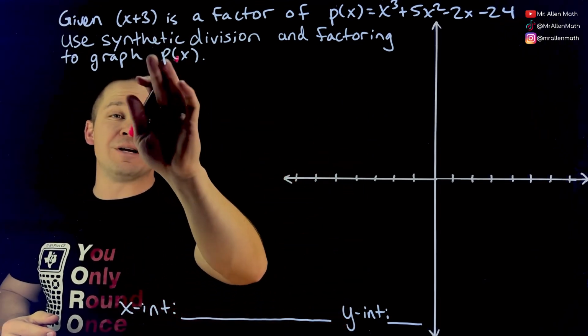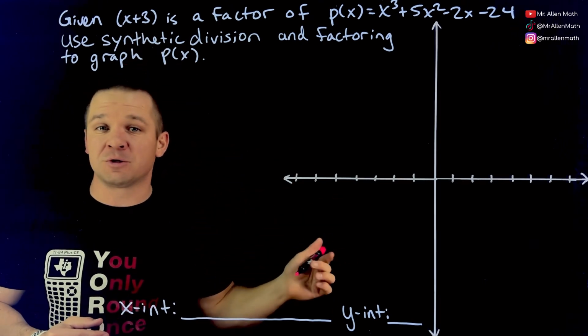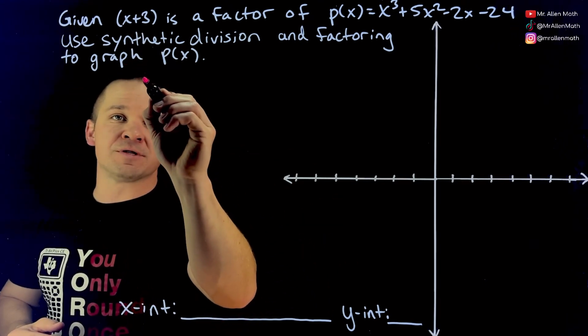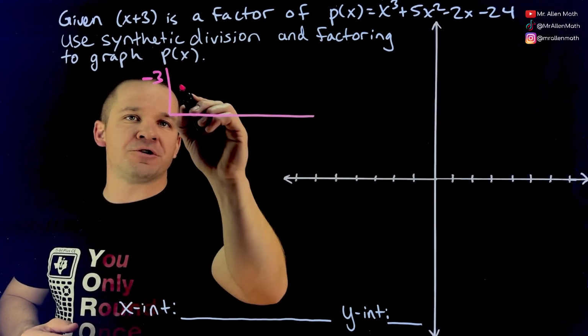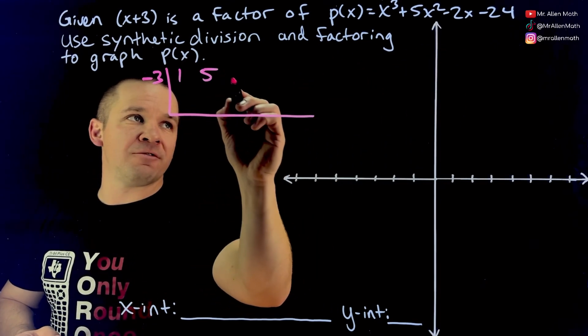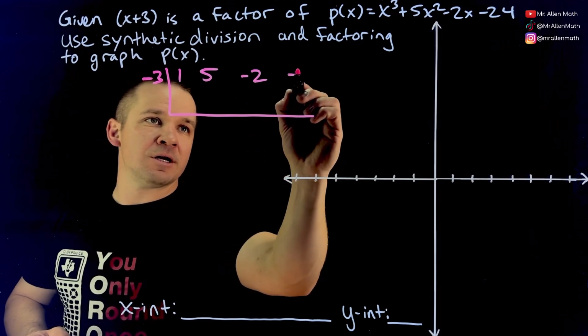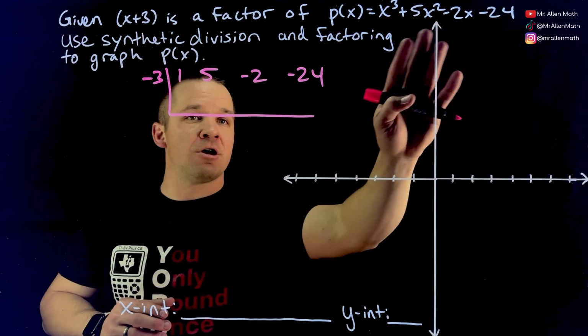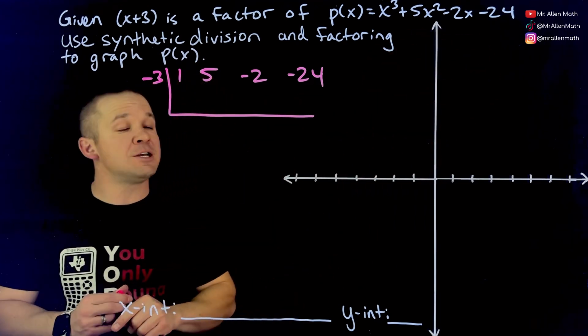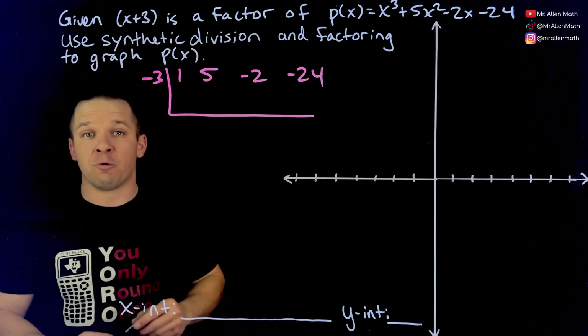Synthetic division, we've got to put -3 because it's x plus 3 equals 0. It's what x equals that is the number I use for synthetic division. So -3, and then all of my coefficients here: 1, 5, -2, -24. And a quick thing here, if you're ever missing one of the terms in between, make sure you put a 0 down. Otherwise, it will not work out, okay?